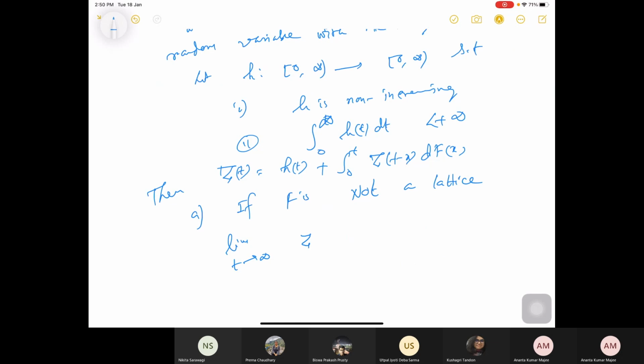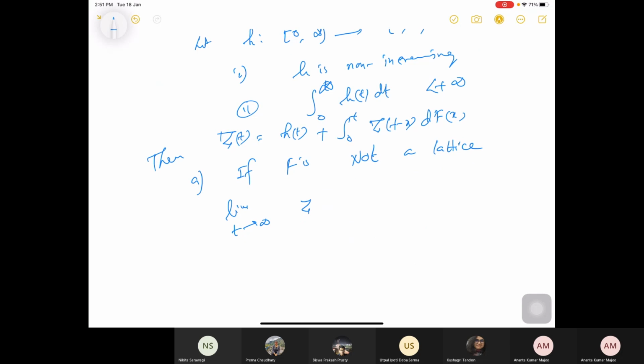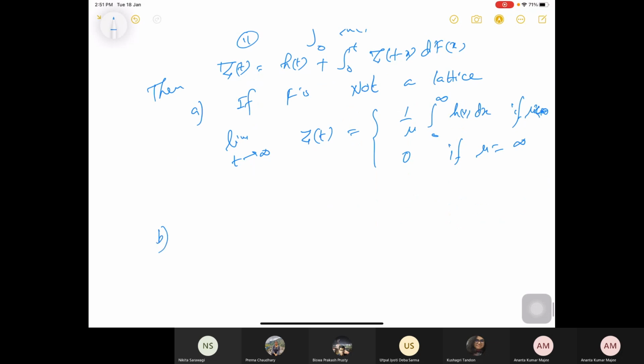Okay, so if F is not a lattice, then what can you say about the limit as t goes to infinity of z(t), the asymptotic behavior of this? This is nothing but 1 by mu times the integral from 0 to infinity of h(x) dx if mu is finite, and that I can think of as 0 if mu is equal to infinity. Because if mu is infinity, this part is finite, so this gives you 0. Okay, so this is the case when F is not a lattice.